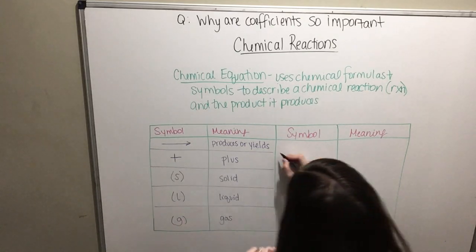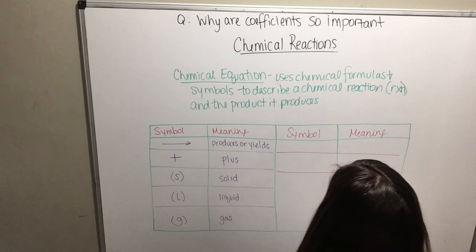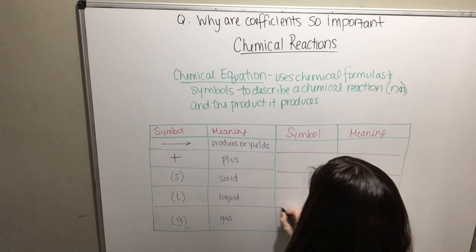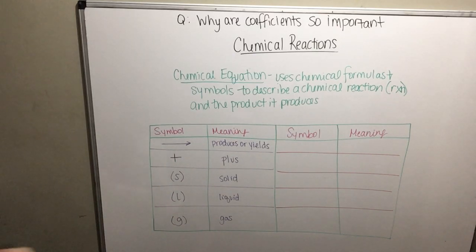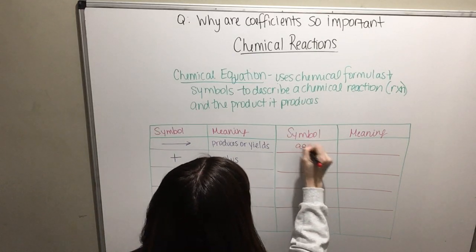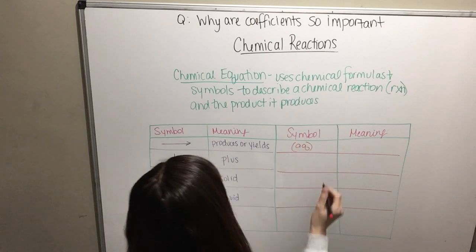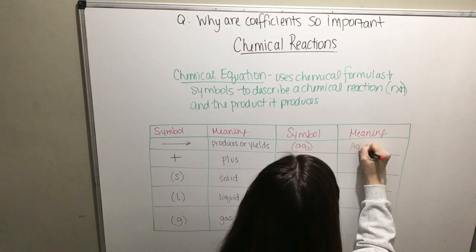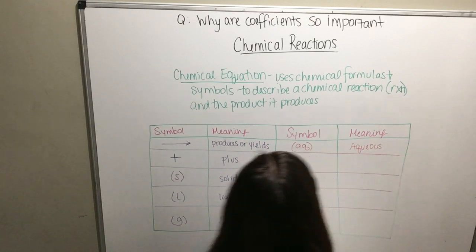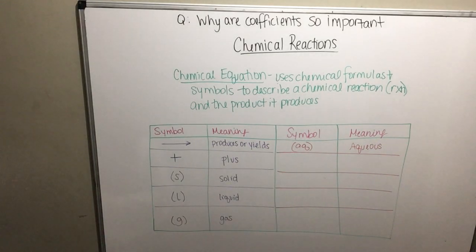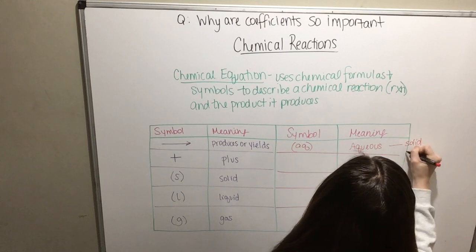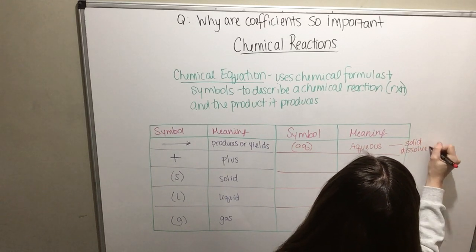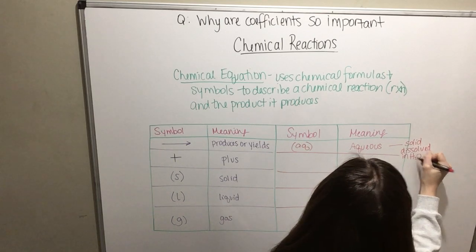Okay, going over here, we have some more symbols. If you see AQ in parentheses, AQ means aqueous, which means water. It has water, okay? Or it's dissolved in water, a solid dissolved in water. So put that out to the side. Solid dissolved in water.